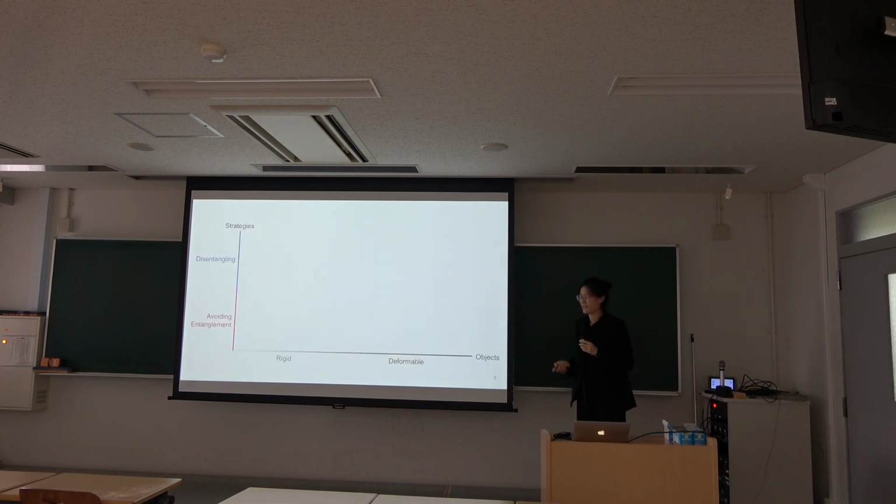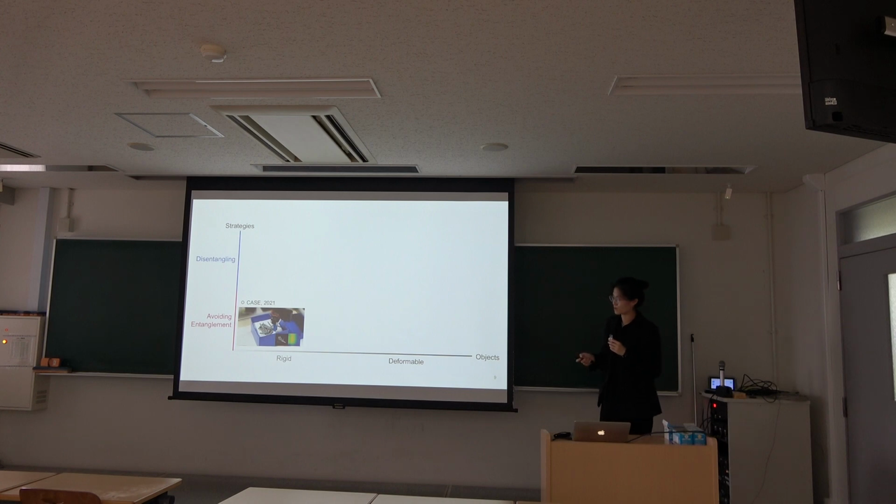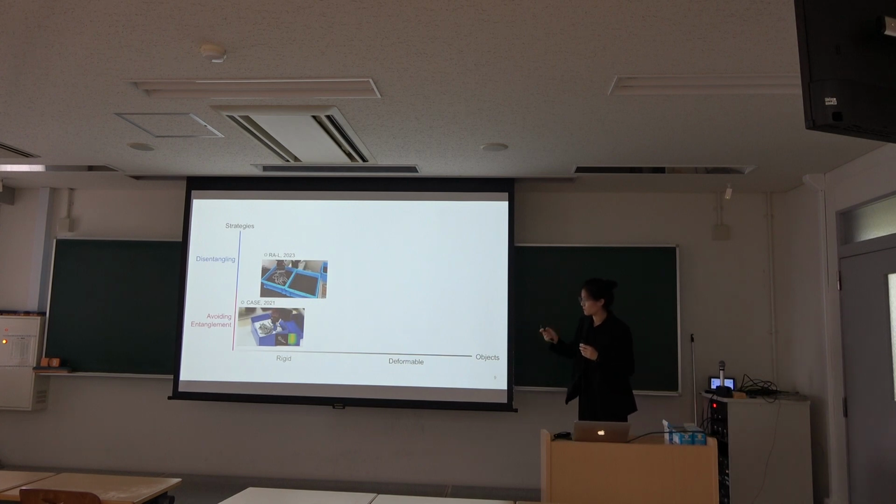And here is the outline of my research. So the objects range from rigid to deformable. And my first research detects the grasp pose by avoiding the entanglement for rigid objects. And my second research aims at improving the performance of picking rigid objects, but with the ability of both avoiding entanglement and disentangling.